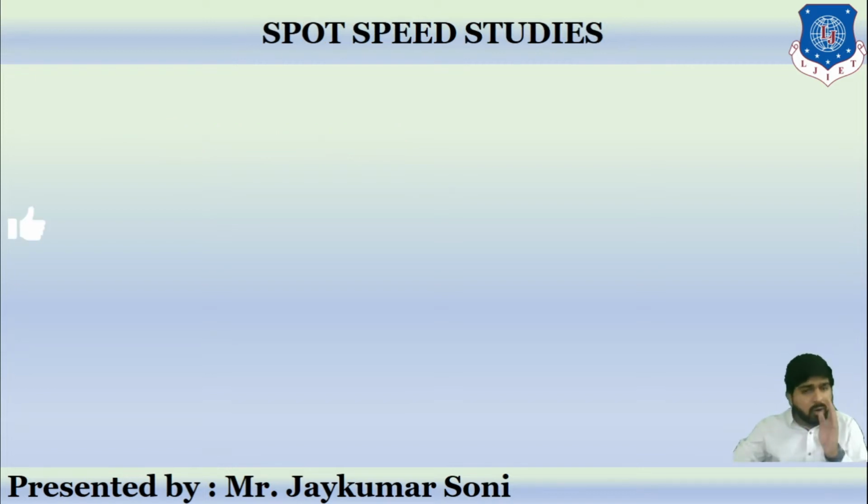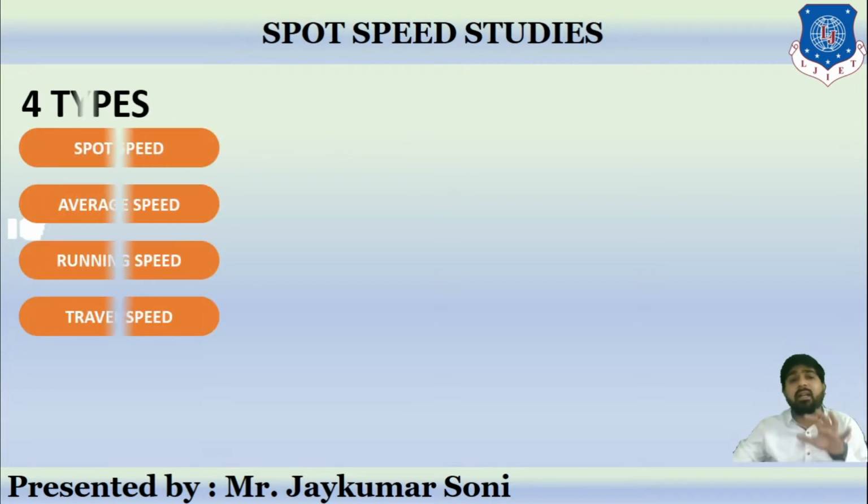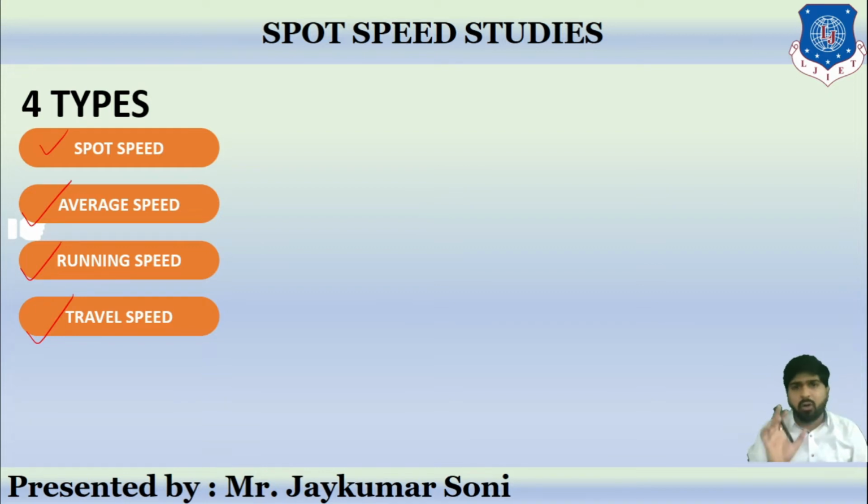So we already have learned that there are four types of speeds. First one is called spot speed, second one is average speed, third one is running speed, and fourth one is travel speed. We have discussed this. Now there are certain important things which are related to all these kinds of speeds. That is what we are going to discuss. We will try to cover majorly all contents relevant to this topic.